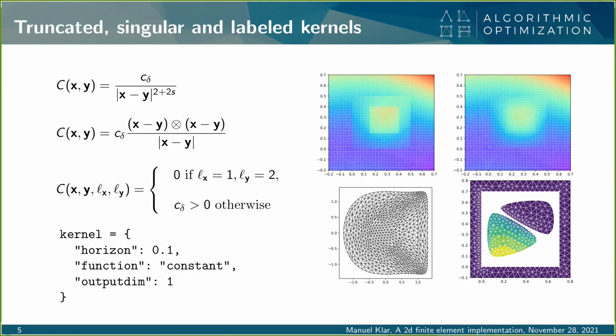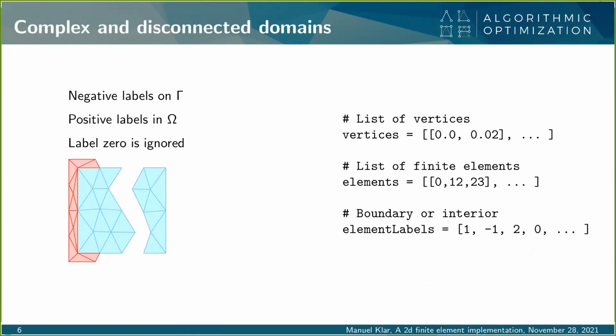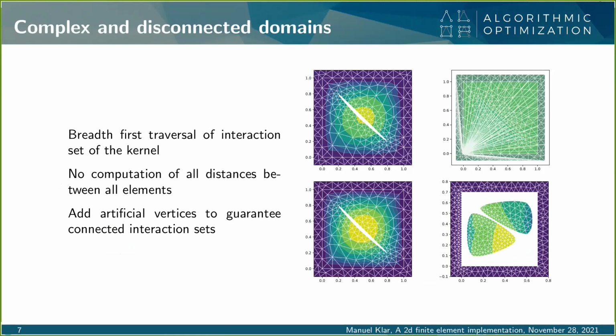Okay, there's a set of kernels. For the domains, we have different labels, which then identify the Dirichlet boundary or the degrees of freedom. And we ignore labels which are 0, which helps a bit to cope with more complex domains. Like if you look at the right side, you see there a case where there's a hole, and that leads to a non-disjoint interaction set.